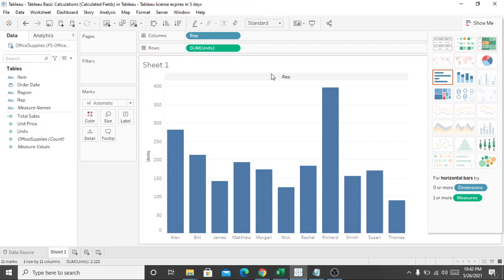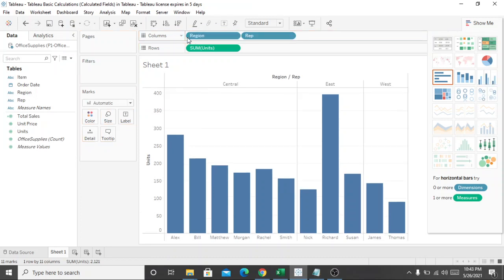Let's see what we can do over here. We are just adding the region. We need to be careful while adding. This needs to be dragged and dropped properly so that the chart we are looking for is proper. We need to add the region before the representative. So let's see. Yes, we got it.